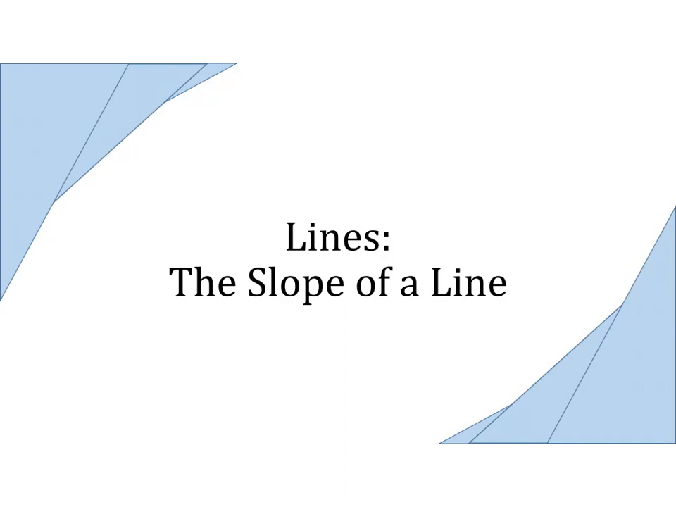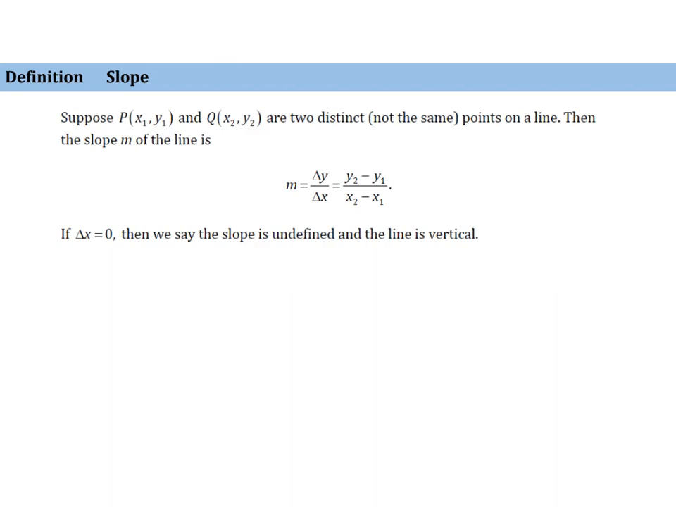So let's begin our discussion of lines. In particular, in this video, we will look at the slope of a line. Any line has two distinct points, which means that they are not the same. So we're going to assume that we have 2 points that are not the same and they're on the line.